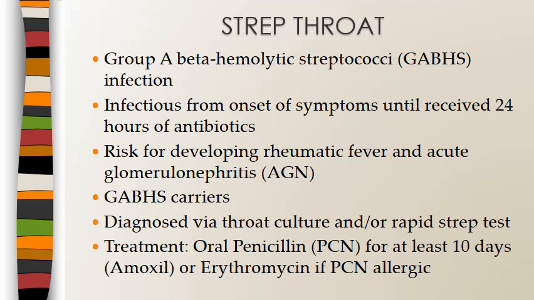Treatment for this is an oral penicillin medication for at least 10 days. Usually what we give is amoxicillin, or if a child has a penicillin allergy, these children will receive penicillin. Once again, it's really important for the families to finish the full 10 days of antibiotics, and this will decrease the risk for developing the other diseases such as rheumatic fever and acute glomerulonephritis.